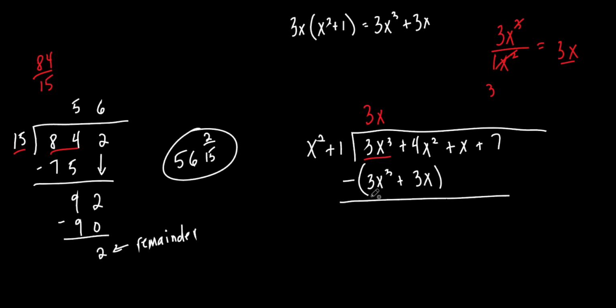Because watch what happens. When I subtract these, am I going to be able to go 4x squared minus 3x? Are they like terms? They're not, okay? So I can't put it there. So watch what I'm going to do. What I'm going to do is I'm going to add the 3x to this one.